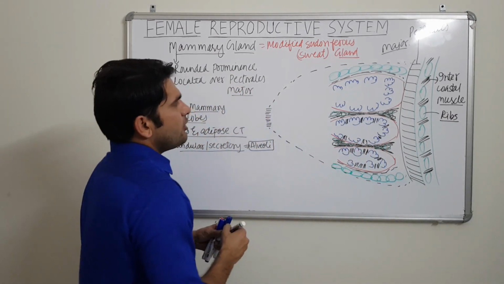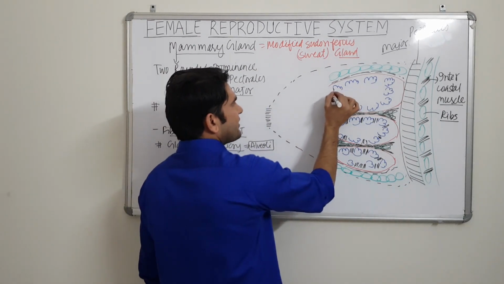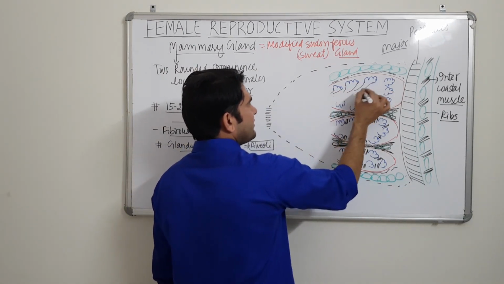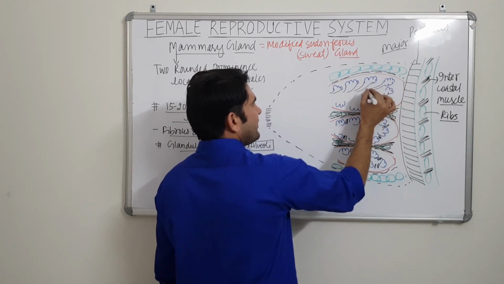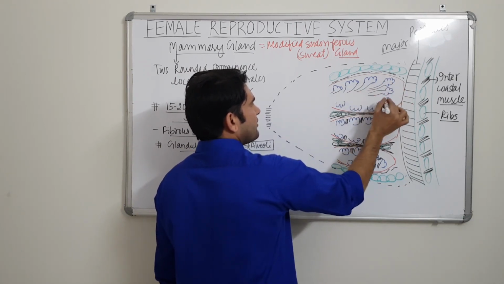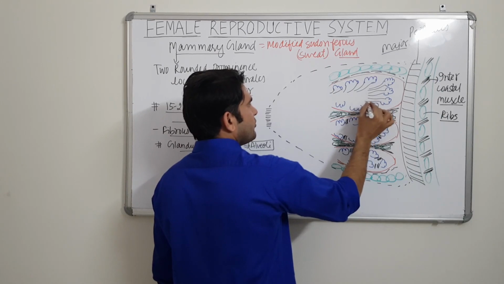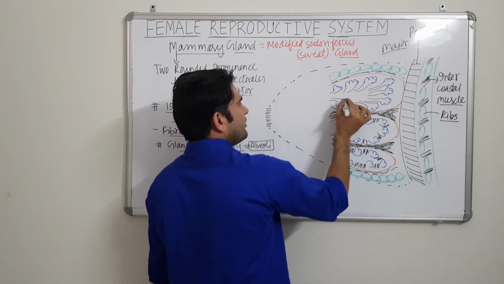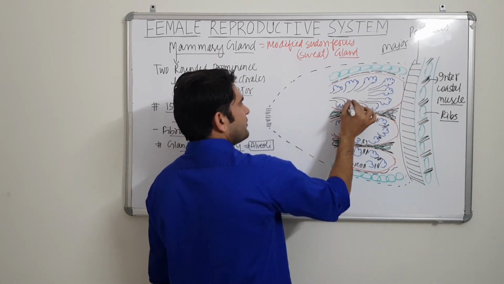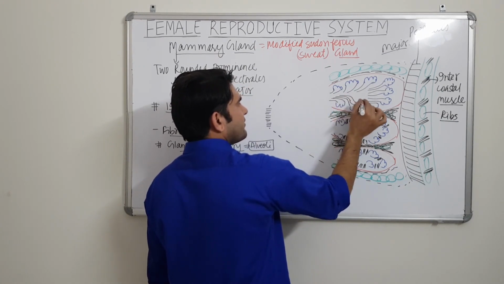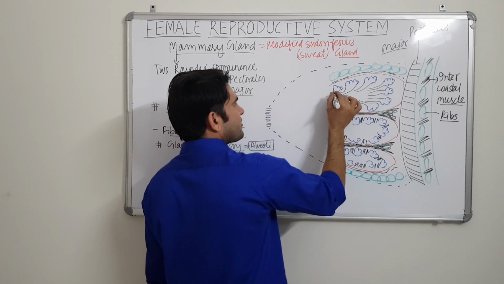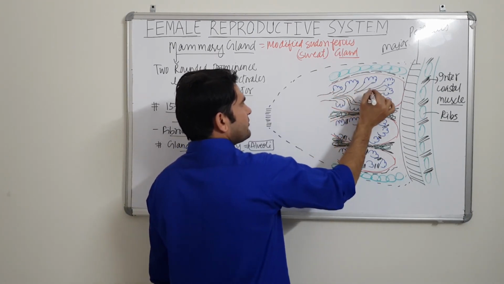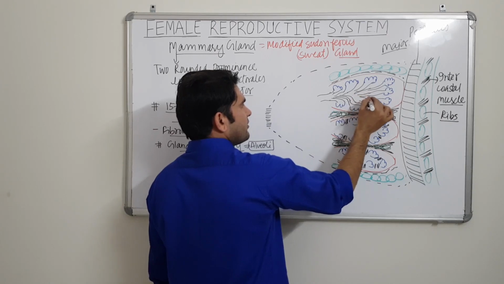From each mammary alveolus arises a duct, and that duct is known as the mammary tubule. I repeat, from each mammary alveolus arises a mammary tubule, and these mammary tubules join like this. For example, this is the structure which has been formed by the joining of mammary tubules. All the mammary tubules are joined with each other. You got my point?